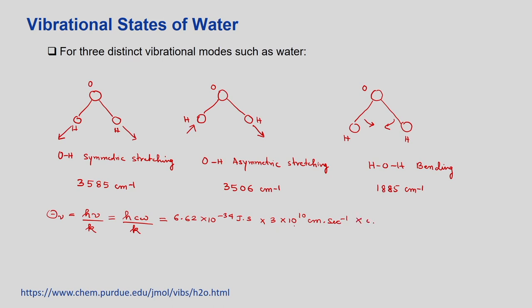And then you have the frequency, centimeter inverse, and you divide it by the Boltzmann constant, which is 1.3807 into 10 to the power of minus 23 joules per Kelvin. So if you see, second cancels out, centimeter cancels out, joule cancels out, you will only have Kelvin inverse in the denominator, so the overall unit becomes Kelvin. So if I compute all these values, it will be a constant. What is this constant?